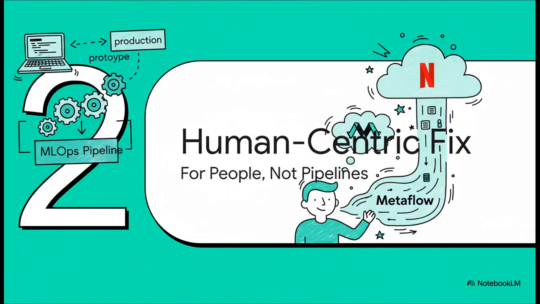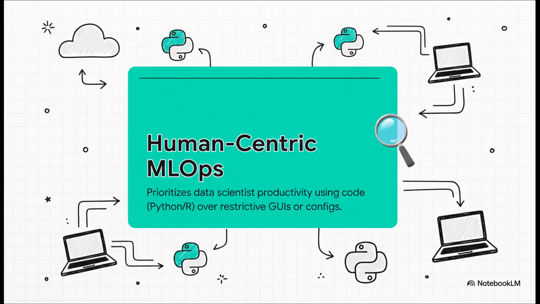So to fix all of this, the team at Netflix realized they couldn't just build another tool. That wouldn't cut it. Instead, they came up with a whole new philosophy for MLOps. And that's what we're looking at here, their human-centric fix. It's a framework built for people, not just for pipelines. Okay, but human-centric MLOps, that's kind of a buzzword, right? So what does it actually mean in practice?